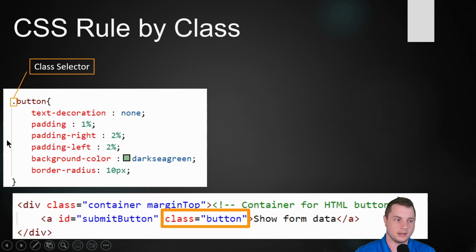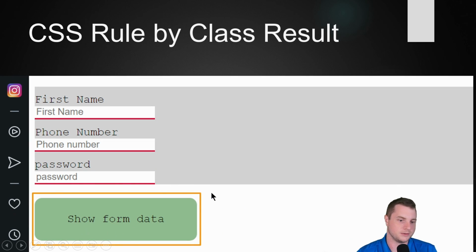And then we're saying, we want this to do a bunch of things. We want text decoration to go away, which is the default style set by the browser. We want padding of 1%. We'll get into what those are in a second. Background color of dark sea green, and then border radius of 10 pixels. So that gives you this. So far, so good. Pretty simple.